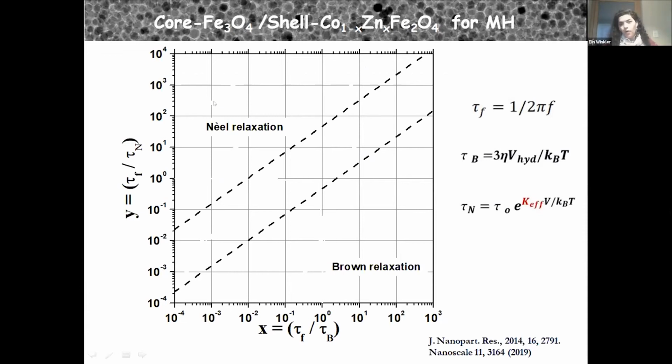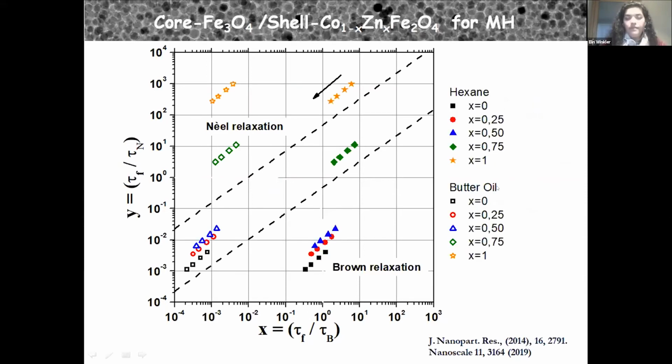We calculate for all the samples the relation of the Néel and Brown relaxation times because we have all the parameters, and this corresponds, for example, to our samples when they are dispersed in water. They relax toward the Brown because the Brown is smaller than the Néel. Then we disperse the samples in butter oil and they shift toward the left in our graph.